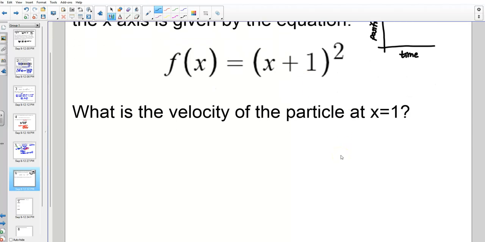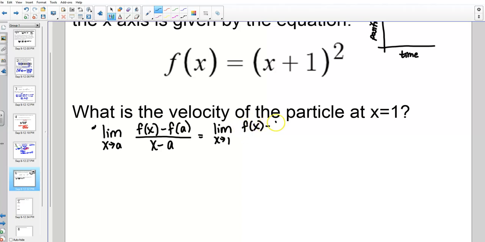So in this case, we could use that limit definition of a derivative: limit as x approaches a of f of x minus f of a all over x minus a. You don't have to write that every time, but I'm going to, so you're remembering what we're doing here. This needs to be memorized. You need to know what that is. Okay, and then what's my a going to be for this problem? 1. So that means I'm going to be doing limit as x approaches 1 of f of x minus f of 1 all over x minus 1.